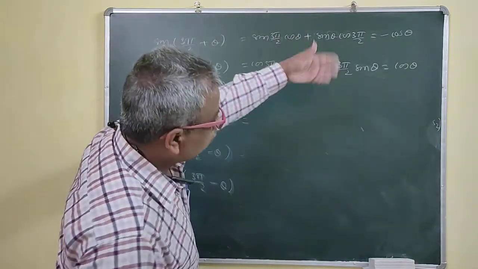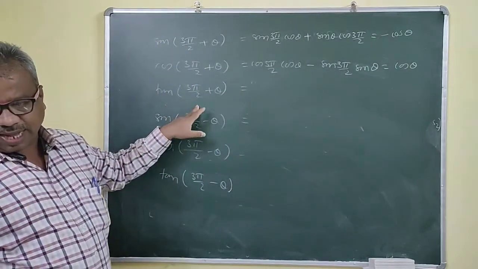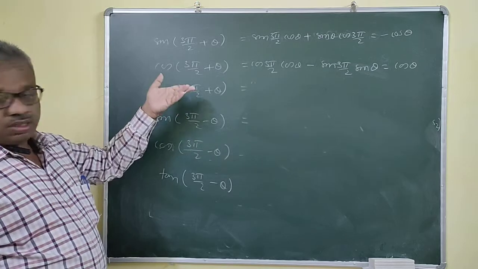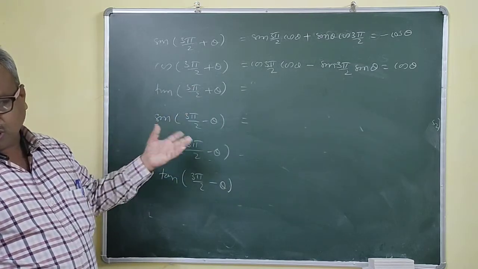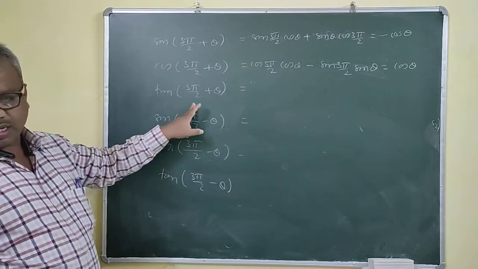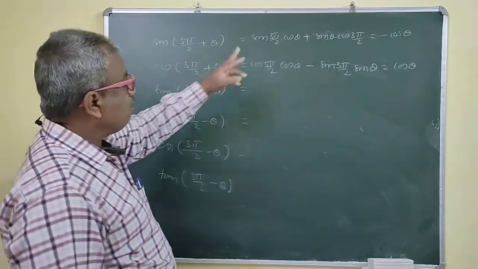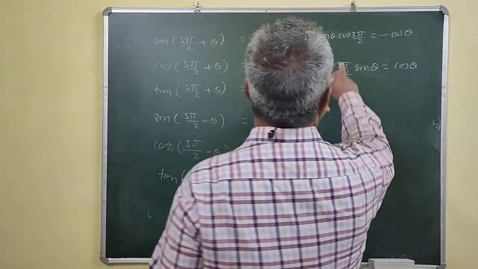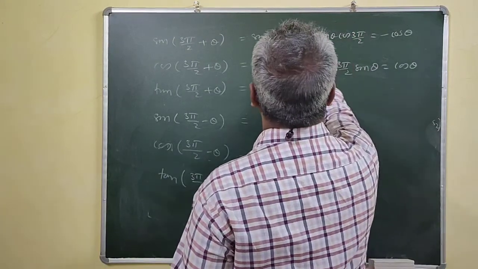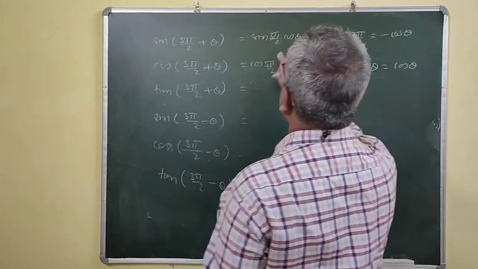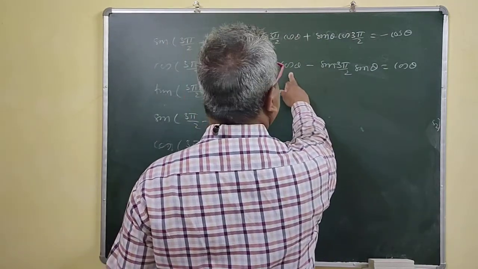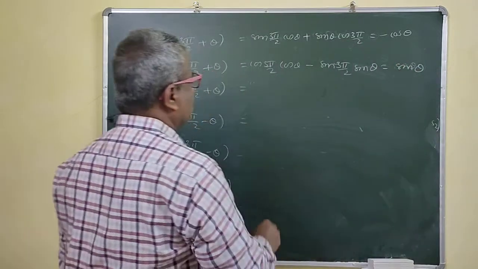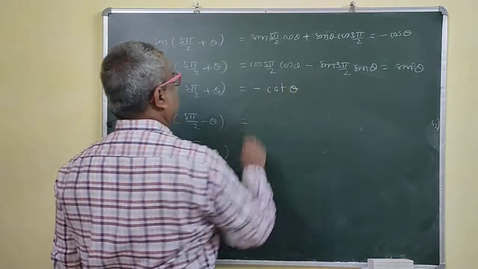Now tan of 3 pi by 2 plus theta. You cannot apply the tan A plus B formula because tan 3 pi by 2 does not exist, since tan 3 pi by 2 is sin 3 pi by 2 upon cos 3 pi by 2, and cos 3 pi by 2 is 0, right? So you have to do this differently. Sin of 3 pi by 2 plus theta is cos 3 pi by 2 cos theta minus, this is minus cos theta, over cos of 3 pi by 2 plus theta, which is sin theta with a sign, so this is minus cot theta, right?